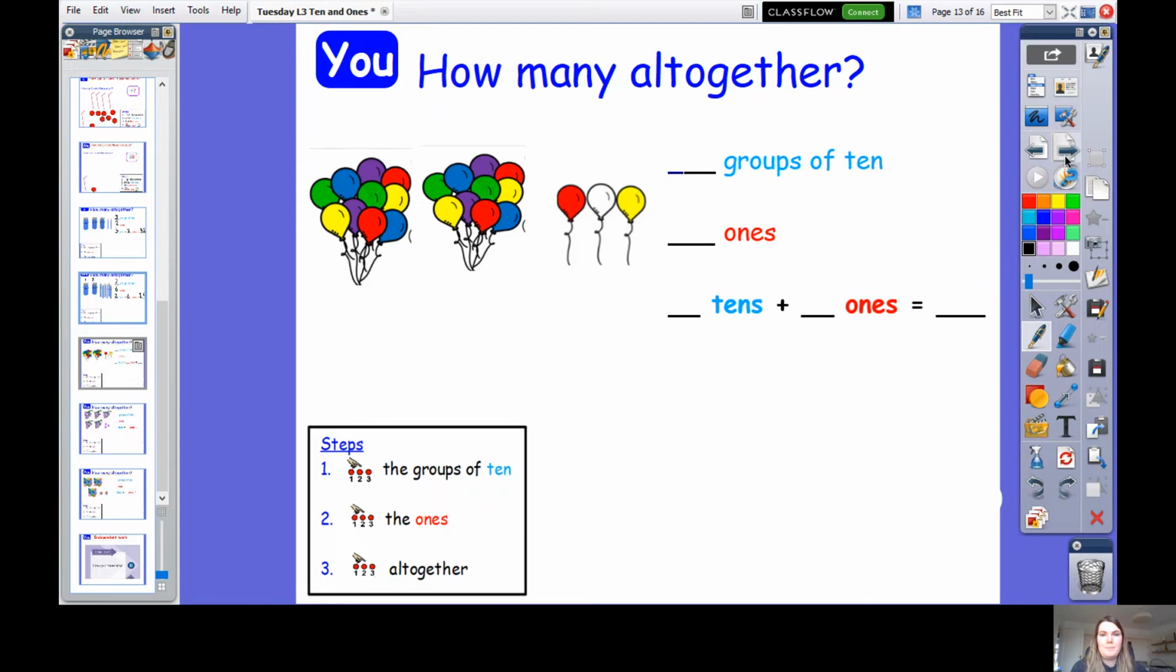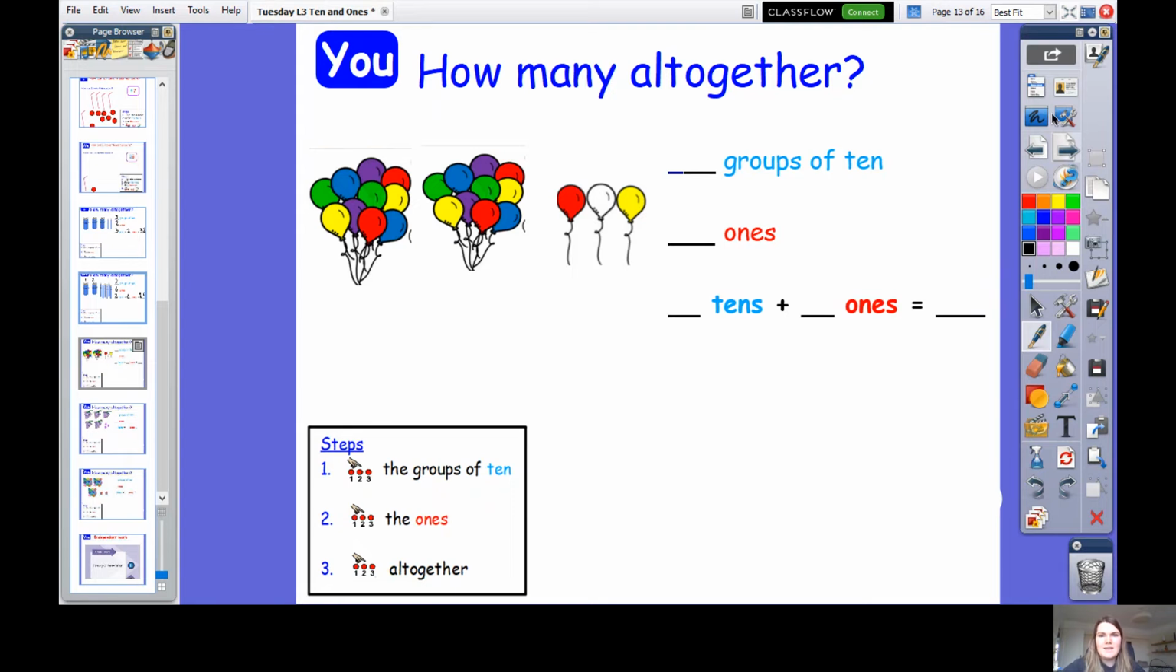Okay, let's see if you can do this one. How many balloons do I have all together? What's the first thing I need to do? Count the tens, write the number. What's the next thing I need to do? Count the ones, write the number. And then what do I do? I put them together and count how many I have all together. Fantastic. Okay, I'm only going to give you 30 seconds. Put me on pause. Off you go.